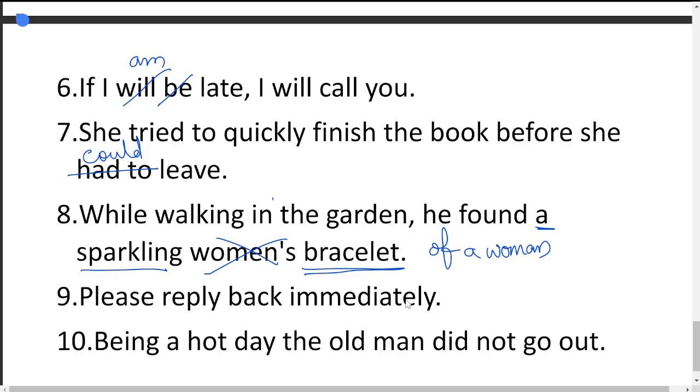Next, "please reply back." Reply itself means back. So again, you need not use "back." Please reply immediately. That's it.